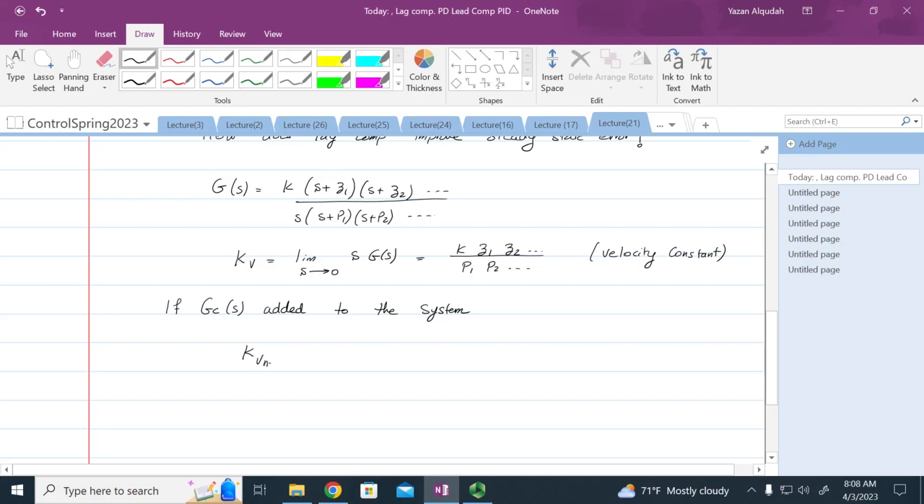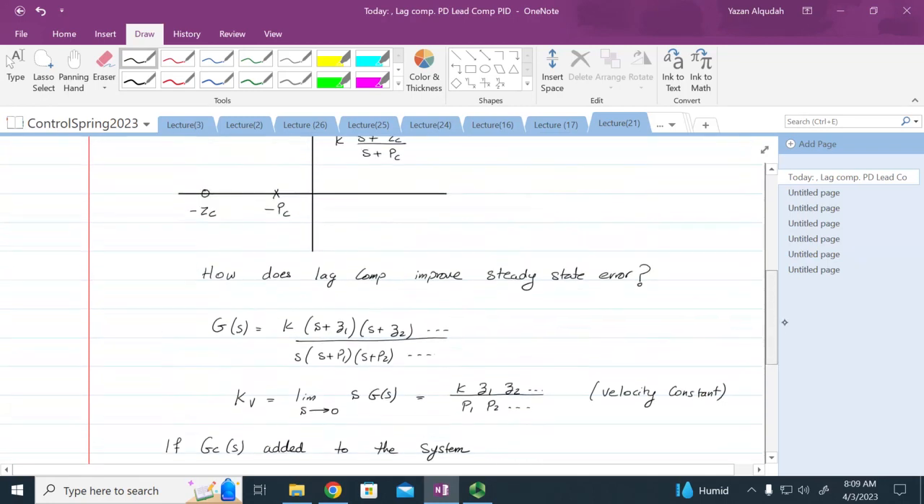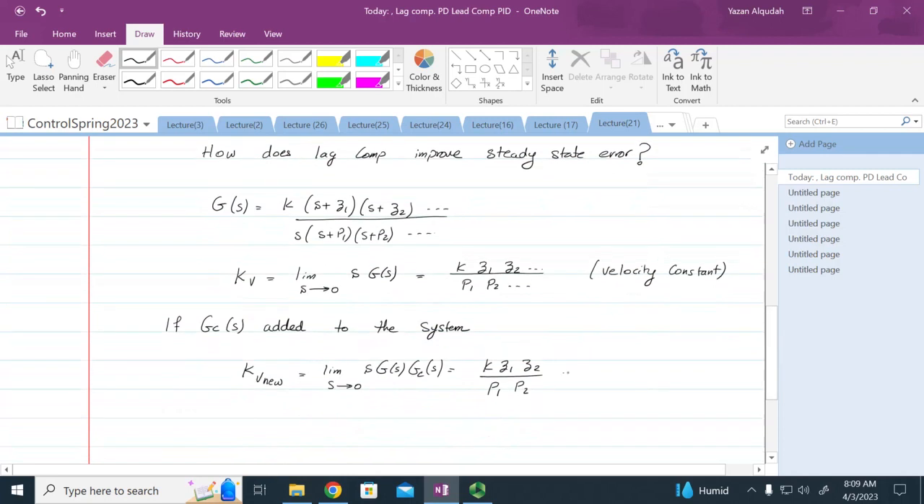We're going to have KV new, which is going to equal the same formula, the limit as S goes to 0 of S multiplied by G of S multiplied by G controller of S. And this is going to equal K multiplied by Z1 multiplied by Z2 divided by P1 multiplied by P2. But now we're adding the controller to it, so this is etc., etc., multiplied by ZC divided by PC.